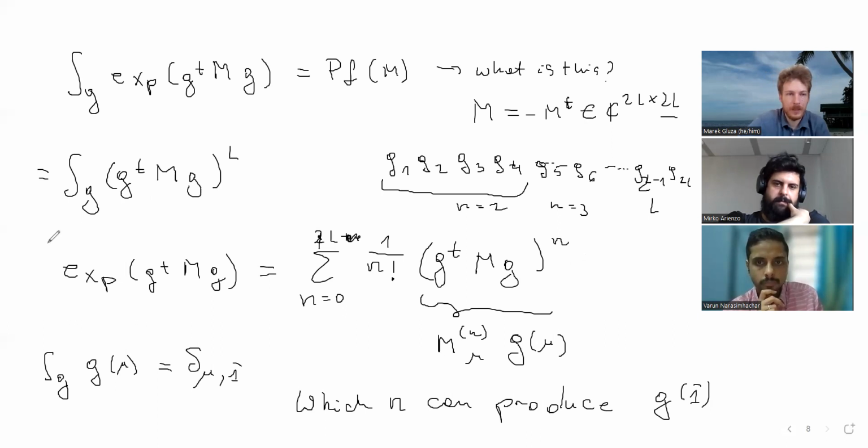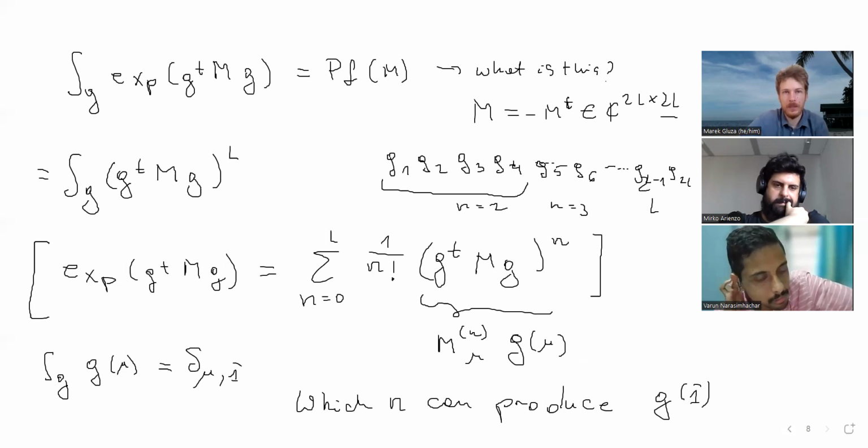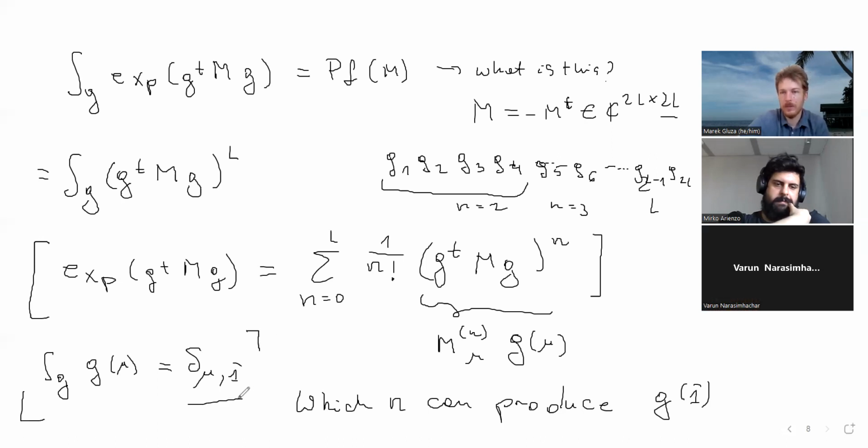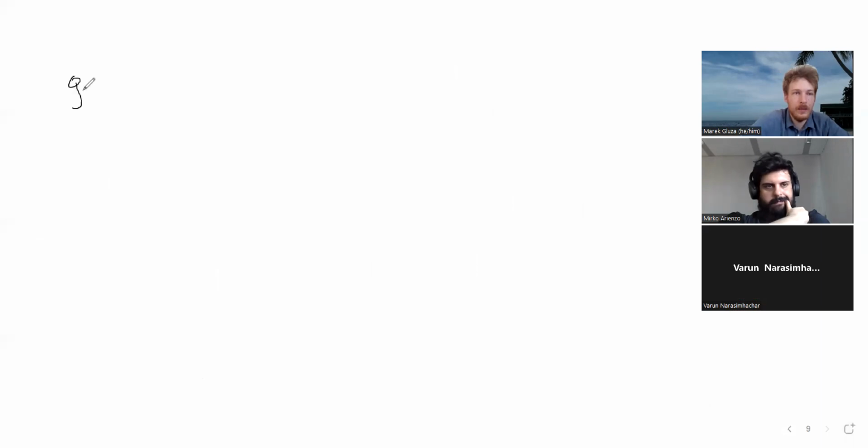So in the exponential, you have the summation here until L. But if I'm integrating it, then the integral against all of the G's will be the delta, and it will choose only the full expression here. So the only thing that we need to study is the Lth power of this quadratic form.